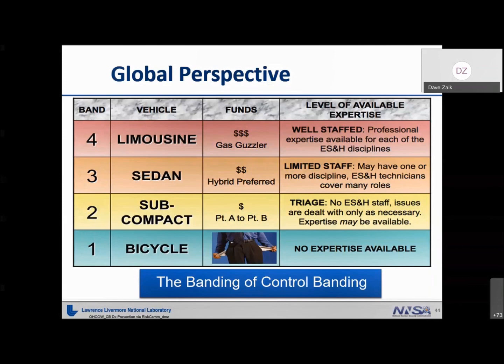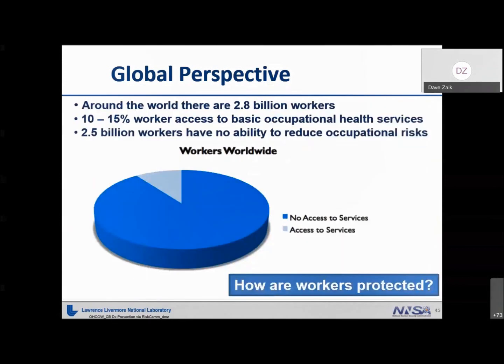And really, when it comes to a gold standard on the global perspective, those who have the gold, they set the standards. But around the world, 2.8 billion workers, and at best 10 to 15% have some aspect of some very basic level of occupational health service, leaves 2.5 billion workers who will never meet anyone like us. So how are these workers protected?